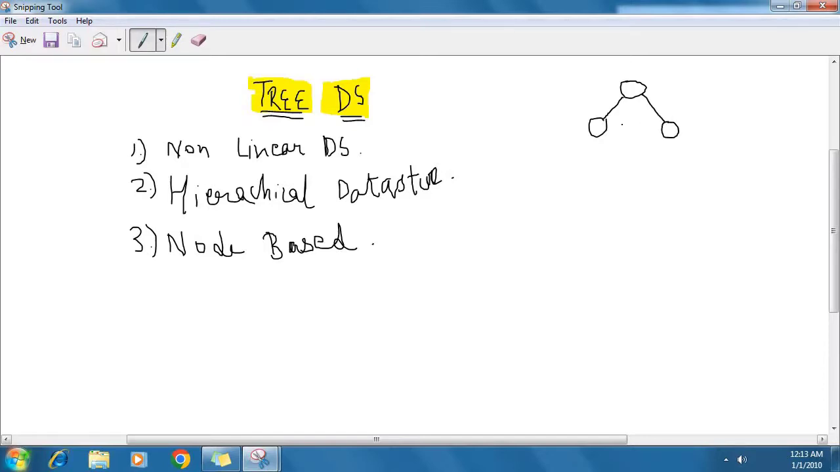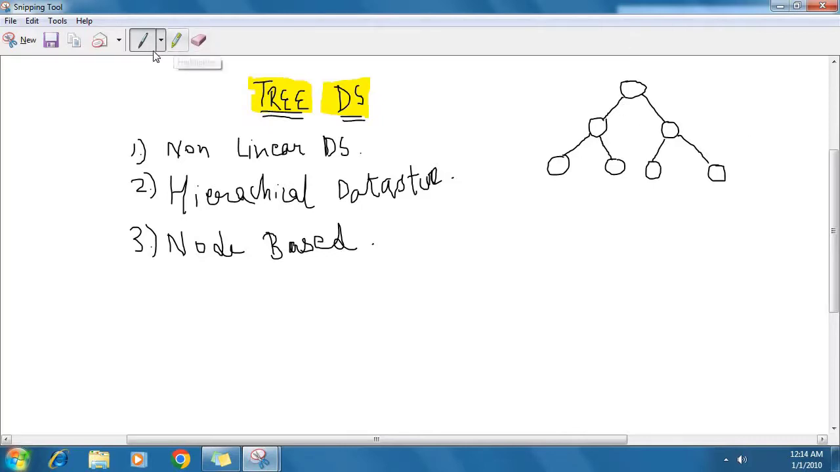Clear? So with this node I have connected another node, and similarly here is the node, and let's suppose I am also connecting a node here, as well as here. So this is a tree data structure representation. In this way we represent, graphically, a tree data structure like this.